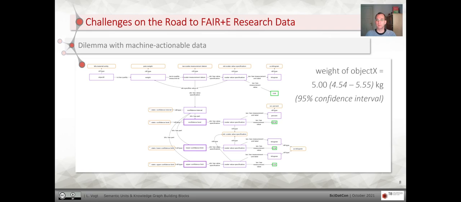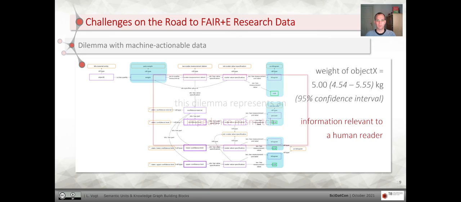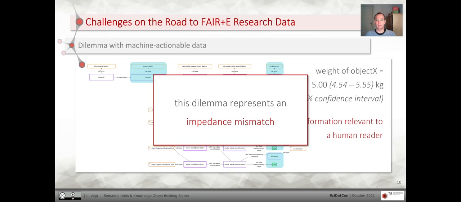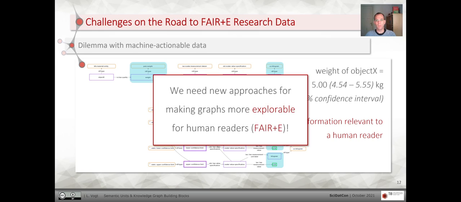We have a simple statement, a weight measurement with a confidence interval, and you see how complex the graph becomes. Only these parts of the graph are actually relevant for a human reader, and everything else provides the context needed for a machine to understand the graph or the data. So this dilemma represents an impedance mismatch, and data storage should be decoupled from data representation. And we need new approaches for making graphs more explorable for human readers so that irrelevant information can be filtered out.